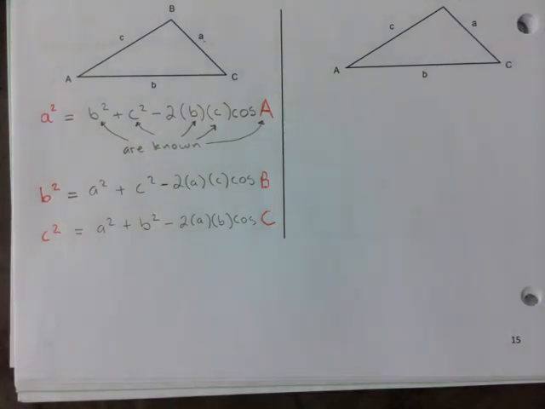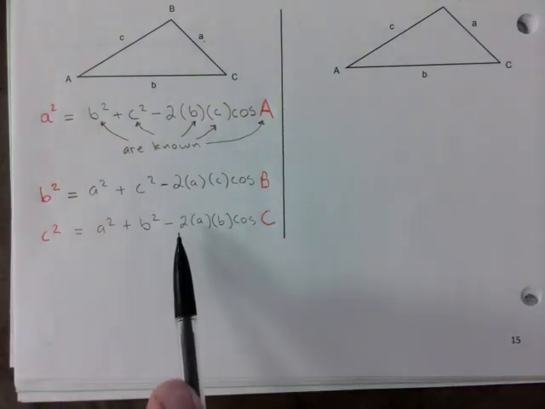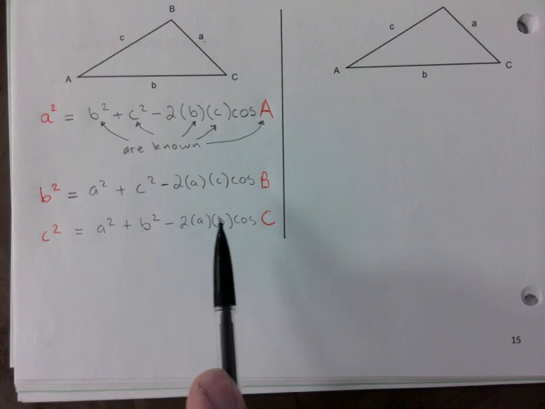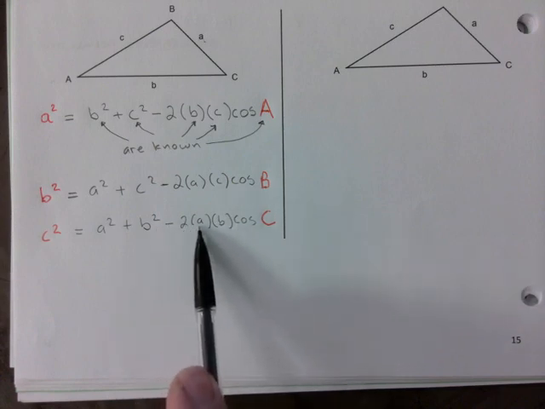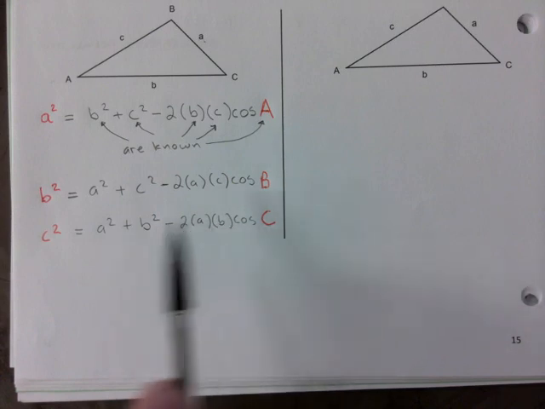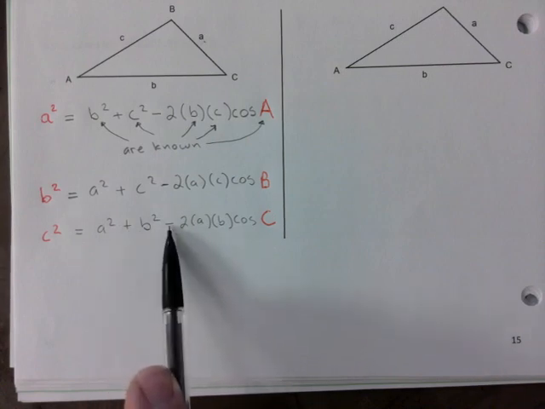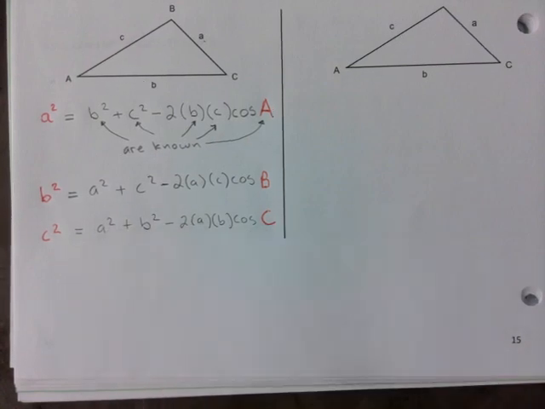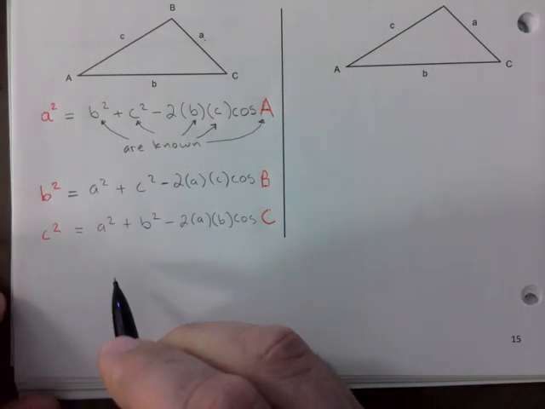And remember, this back here is literally saying 2 times A times B times cosine of C. This is all multiplying back here. And these two are squared and added. So we're going to go plus these two, minus whatever you get when you do this. It's actually quite simple if you follow my method.